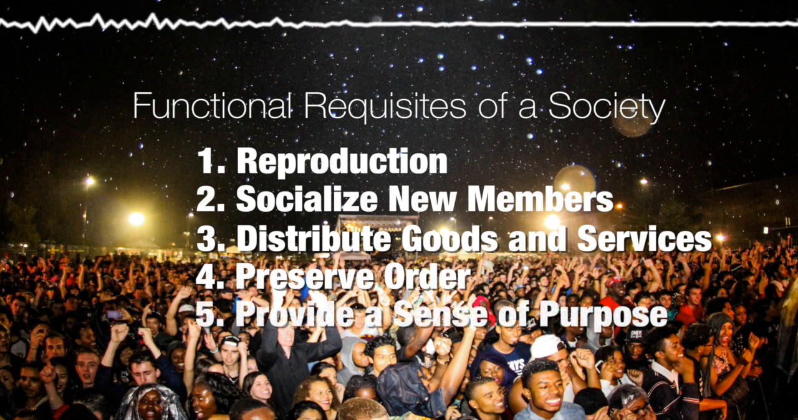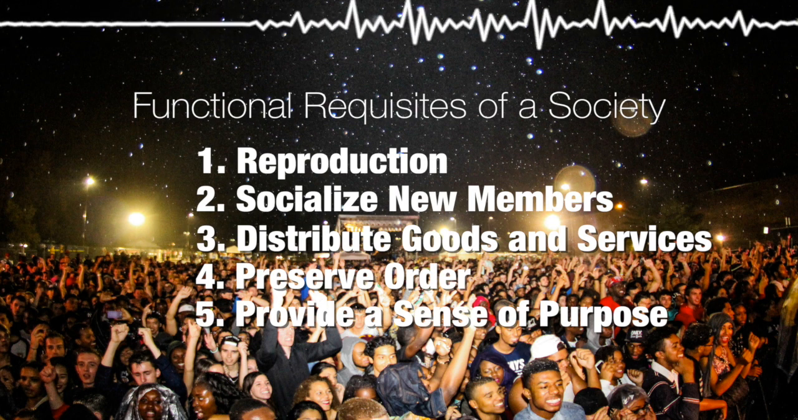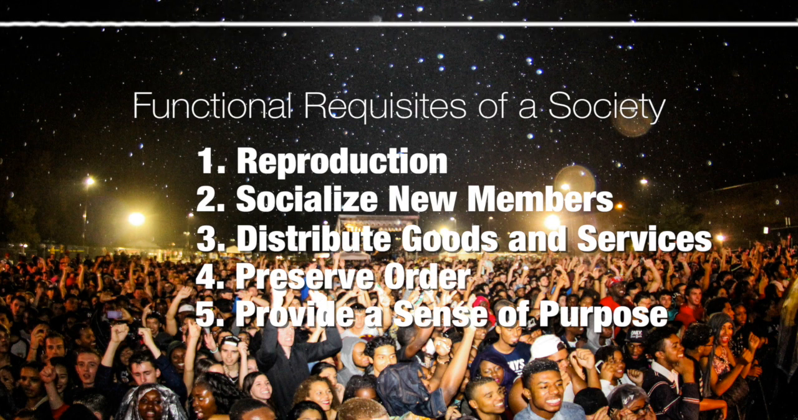The fifth of the 5 functional requisites is every society must provide a sense of purpose for its members. Without a sense of purpose, the members of a society will not be motivated to maintain their membership in said society. So every society must provide a sense of purpose for its members. So those are the 5 functional requisites of a society. Every society must accomplish these 5 tasks if it's going to exist for any duration of time.